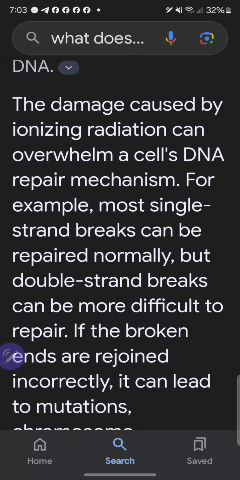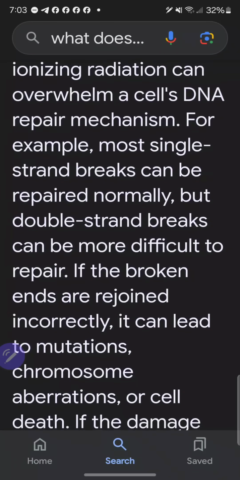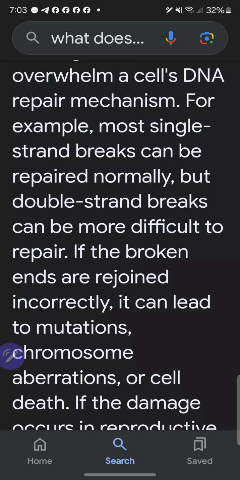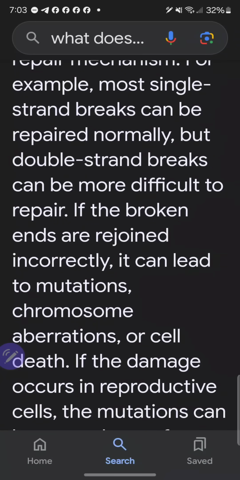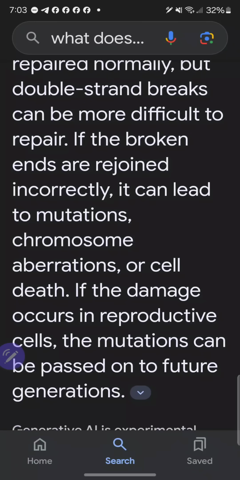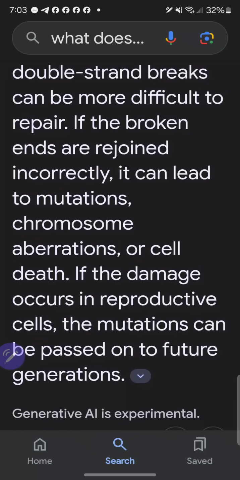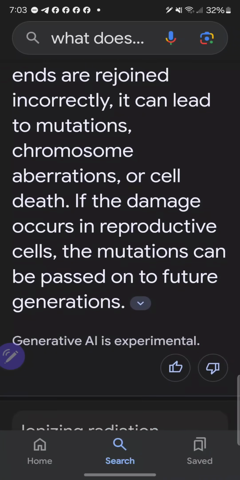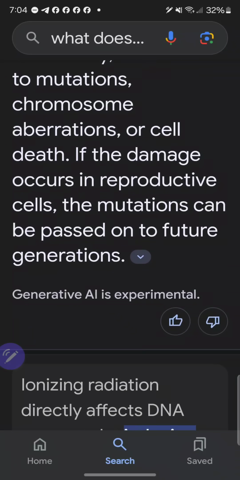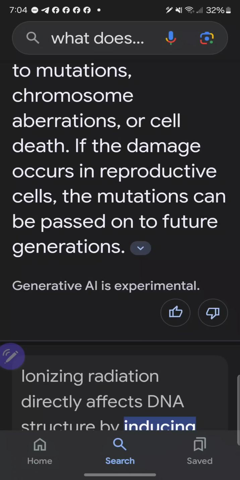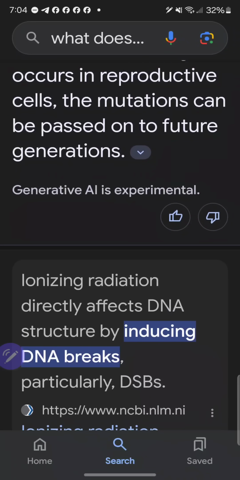The damage caused by ionized radiation can overwhelm a cell's DNA repairing mechanism. For example, most single strand breaks can be repaired normally, but double strand breaks can be more difficult to repair. If the broken ends are rejoined incorrectly, it can lead to mutations, chromosome aberrations, or cell death. If the damage occurs in reproductive cells, the mutation can be passed on to future generations.